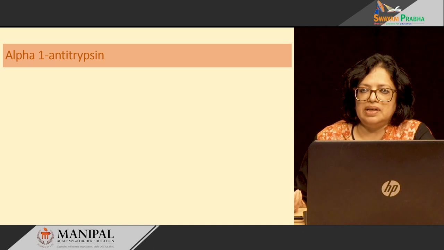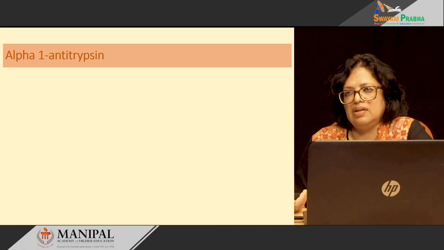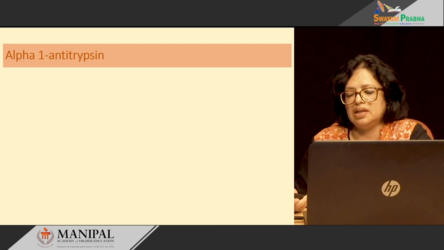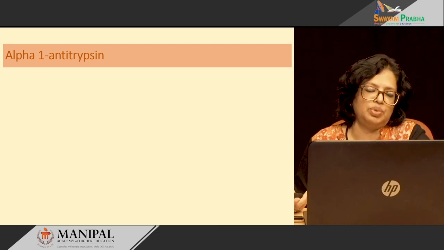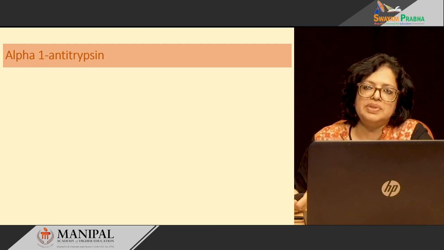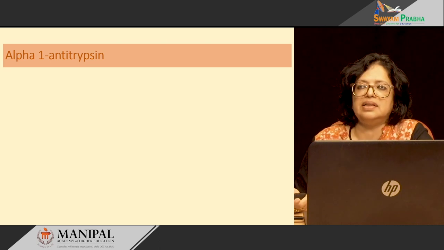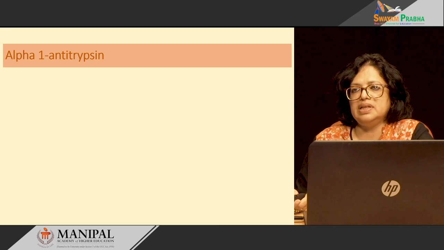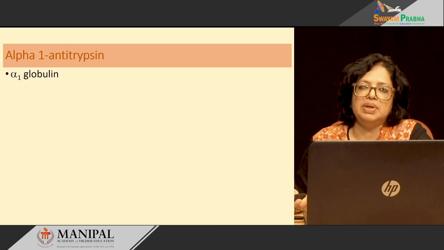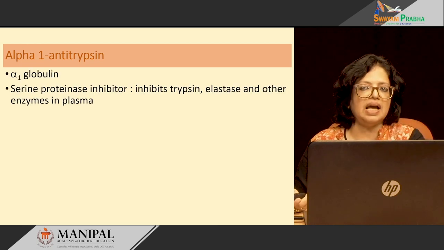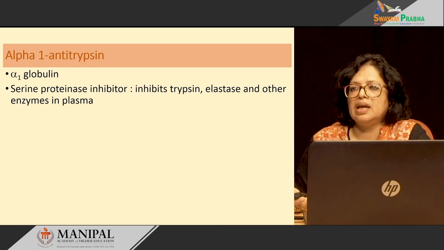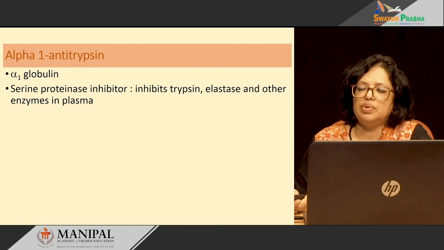Alpha 1 antitrypsin. What is alpha 1? Alpha 1 refers here to the position of the protein in the electrophoretic separation of proteins, which we will be learning a little later. Antitrypsin, because it acts against trypsin, which is a serine protease. So, alpha 1 antitrypsin is a protease inhibitor which migrates in the alpha 1 band during electrophoresis. It is basically a serine protease inhibitor.